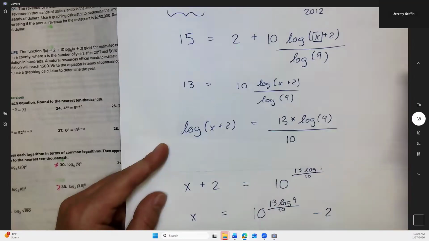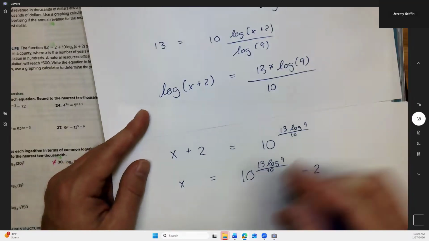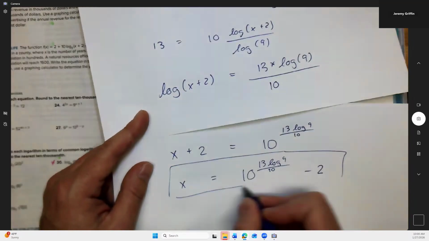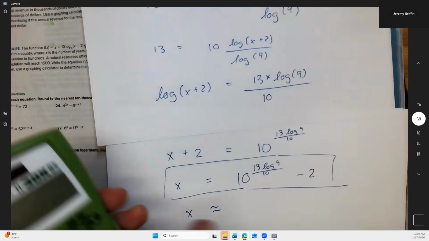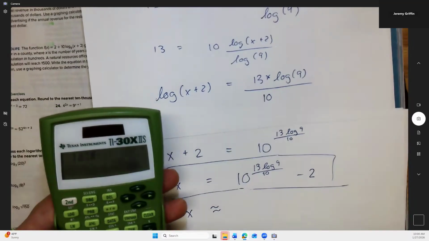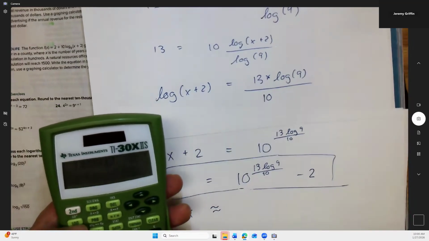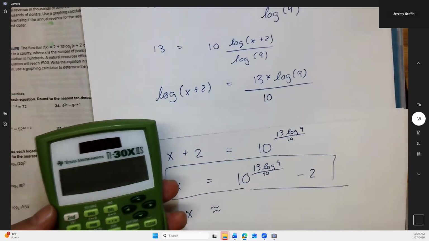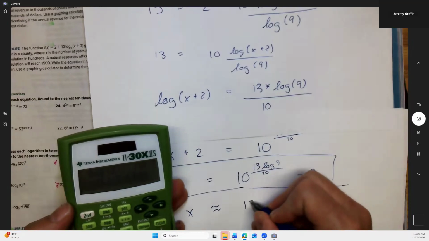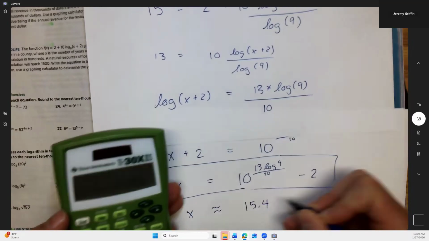Now, I'd like to get a decimal approximation of that. This is an exact answer. And then we'll go over to that Desmos graph and see if that actually lines up. 10 to the power of 13 log 9 on 10, whole thing minus 2. I'm looking at 15.4, it rounds to.